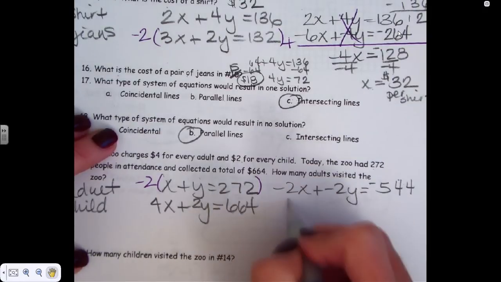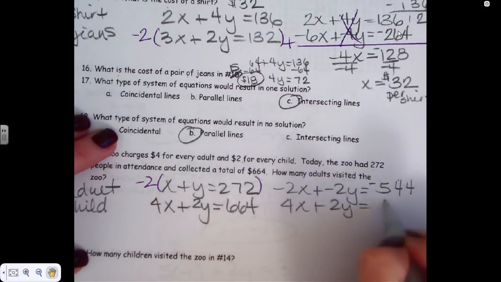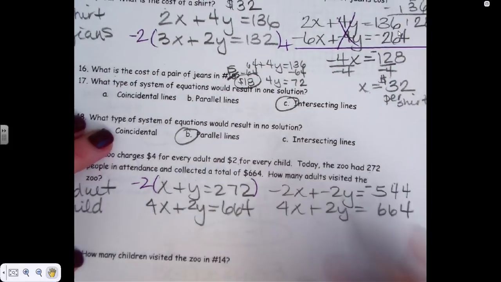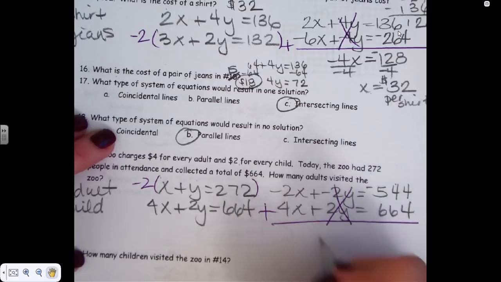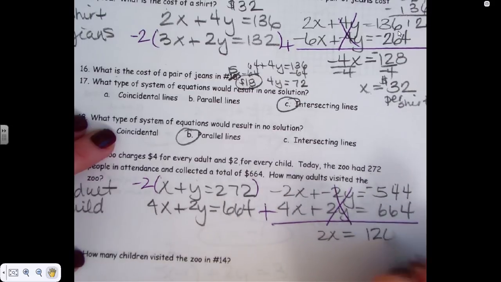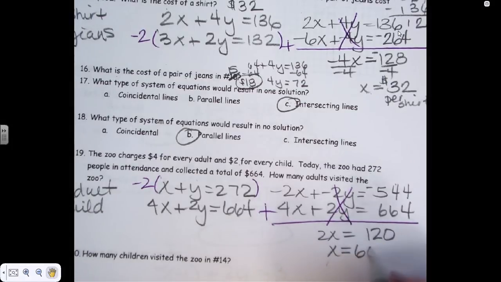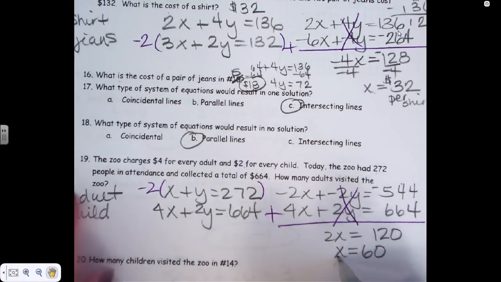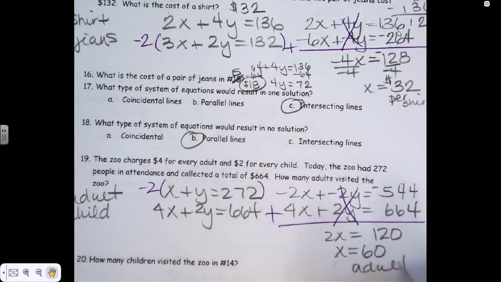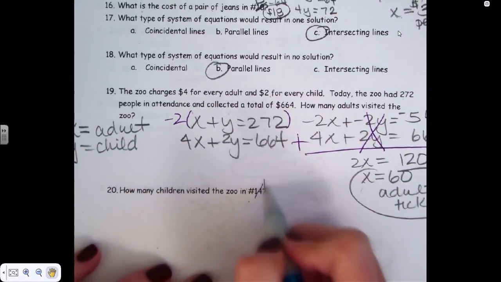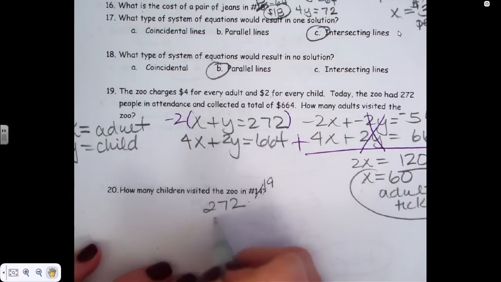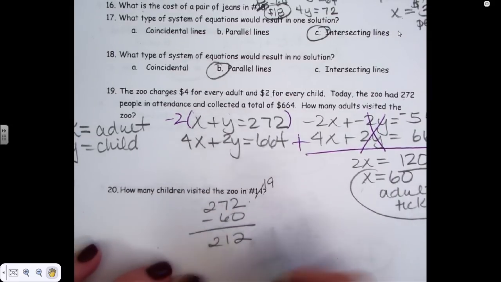544. Now bring this over. I'm going to eliminate. So I get 2x is equal to 120. So x is equal to 60. So what does that mean? X represents adult, so 60 adult tickets. Okay. So now, in 20, how many children visited the zoo? In 19, 272 minus 60 is 212 children.